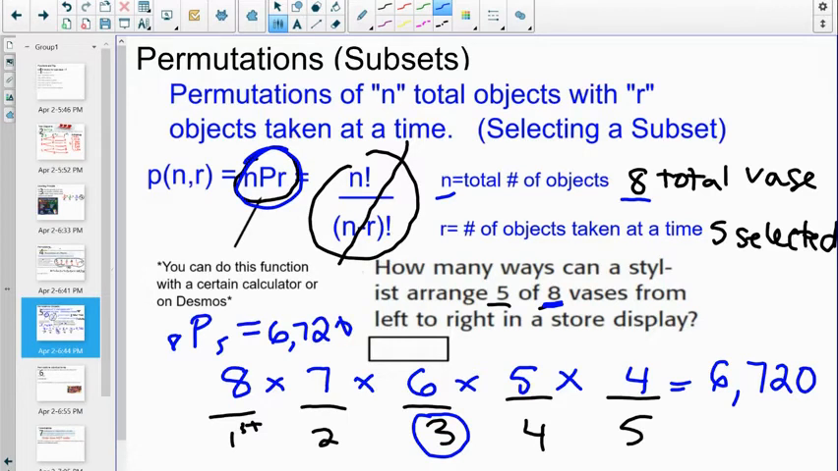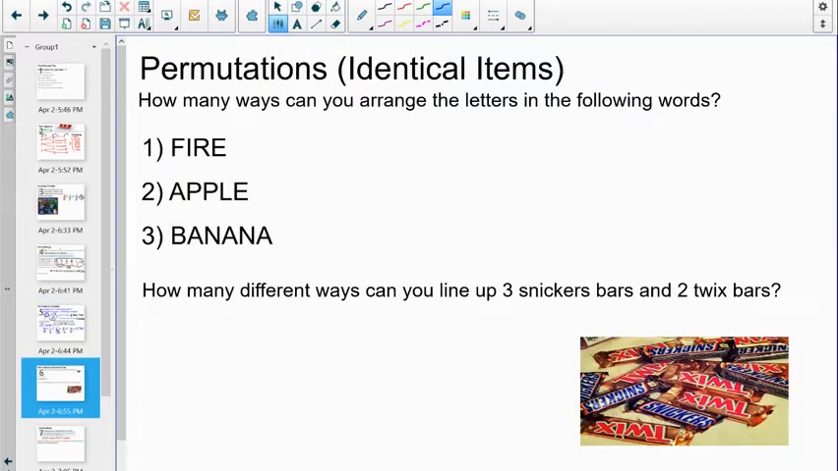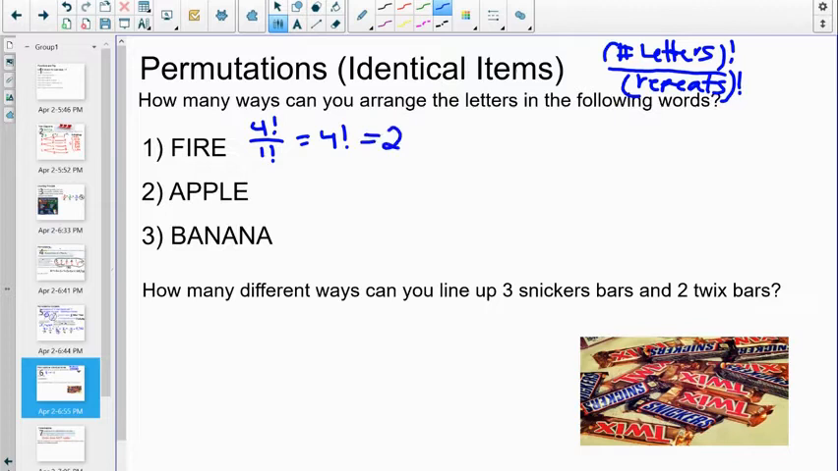Okay. Now we're going into permutations with identical items. So how many ways can you arrange the letters in the following words? We know that it's the number of letters factorial over the repeats. So we have 4 factorial. Remember, it's the factorial, by the way. 4 factorial over how many repeats? We don't have any repeats, so instead I'm just going to write 1 factorial, which is the same thing as saying 1. So you can just say 4 factorial, and that is equal to 24 ways you can arrange the letters in the word fire.